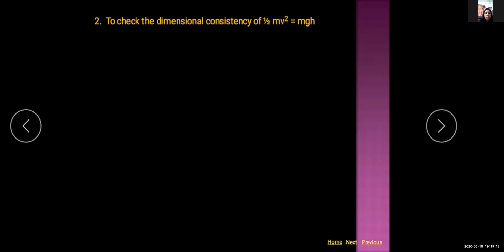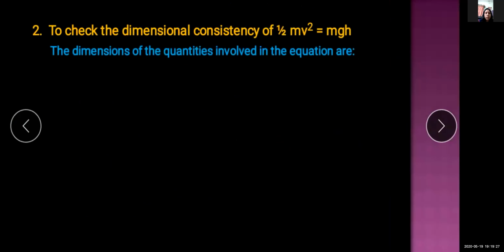Now, the next example is to check the consistency of the given formula. The given equation is 1 by 2 m v square equal to mgs. So now write the dimensions of both sides.